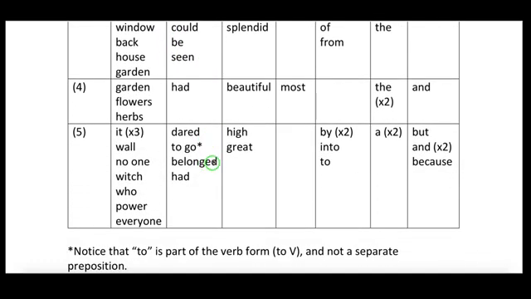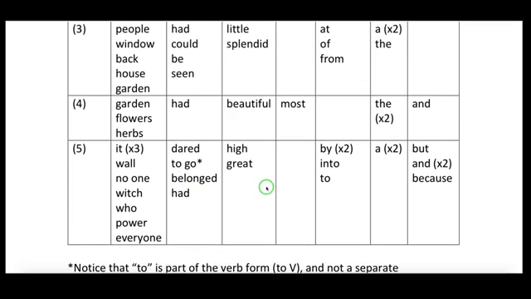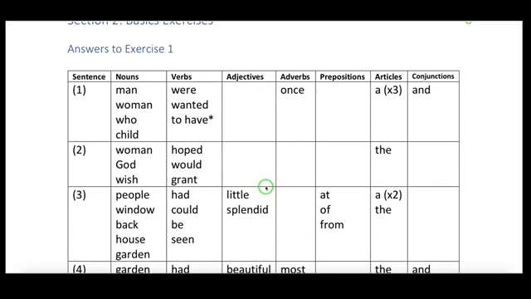Here we have dared to go is actually one verb group, even though it's made up of two separate parts, but I won't go into that just now. Belonged and had. So I think that's all fairly straightforward.